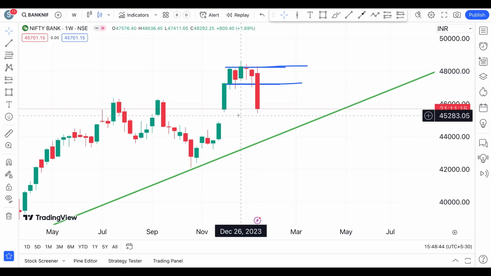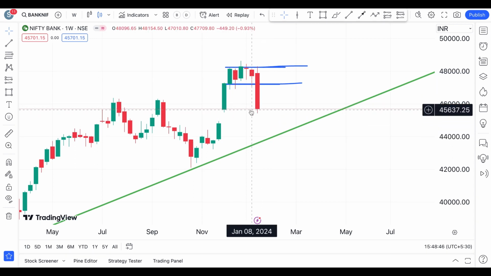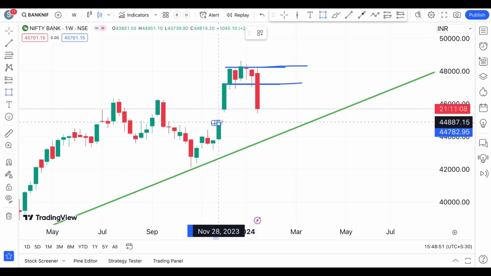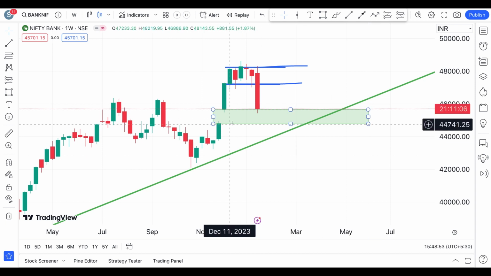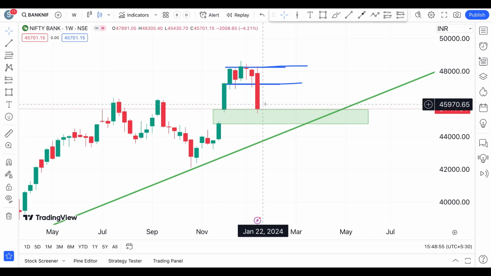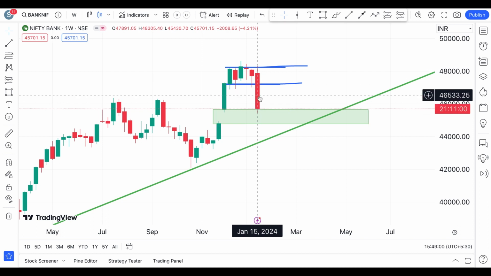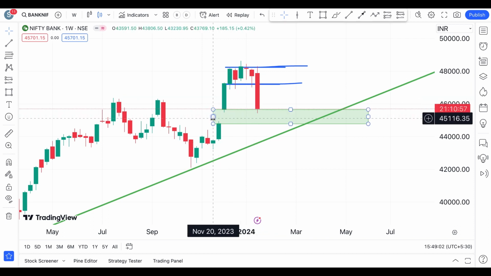So you have to keep this in mind and trade accordingly. The only good thing for the Bank Nifty is this support level as of now. With the current levels of the Bank Nifty, we can see that this is a candle which has stopped exactly at this area.